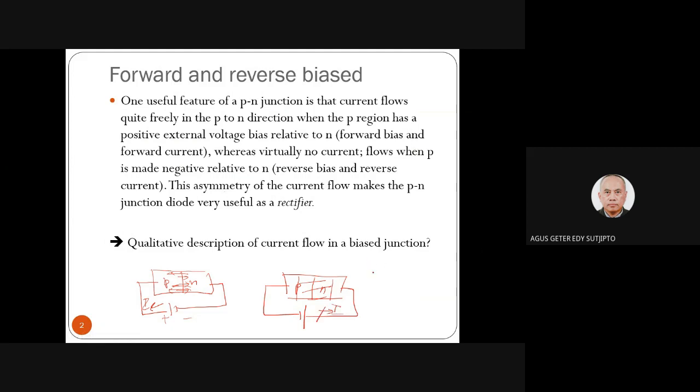So this PN junction has a function to allow the current or to block the current. To allow the current when we apply the forward bias, and to block the current when we apply the reverse bias. The illustration is like this one, as a rectifier. So the PN junction as a rectifier, to rectify the current.